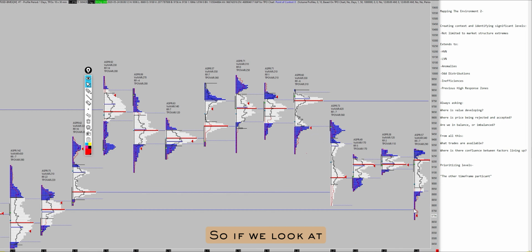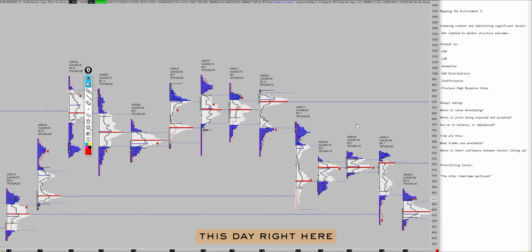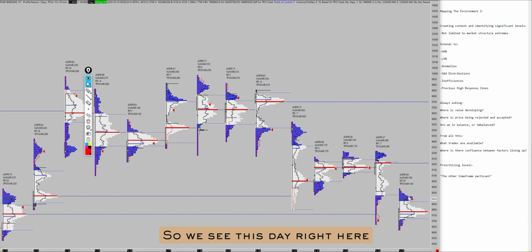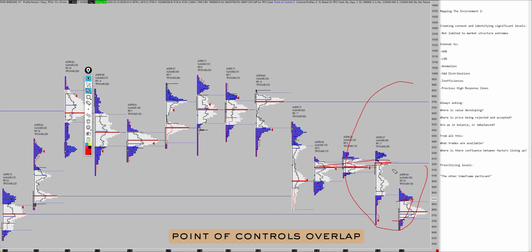So if we look at, let's just keep in mind this day right here. We know that at the low so far, we've tested this low. The market has moved up, closed above value. This could be a base forming. So the next area of significance within this entire structure is more than likely where you have all of these point of controls overlap and this naked point of control at 9,200.